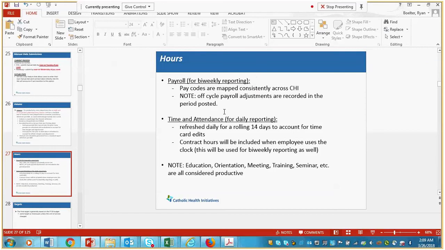Payroll data. So payroll hours, these are mapped consistently across CHI. The only thing to keep in mind here is education, orientation, meeting, training, those types of things are productive. Always have been, nothing's changed there, but just want to remind you of that.